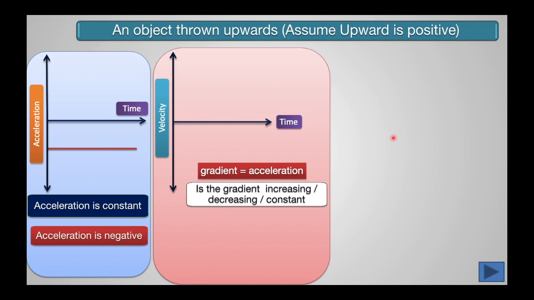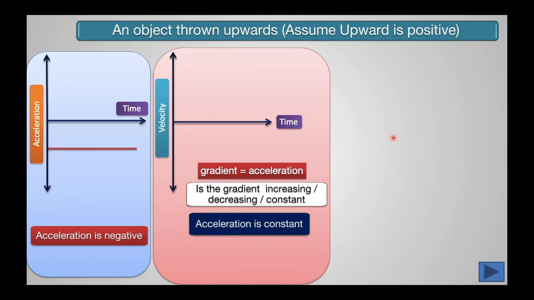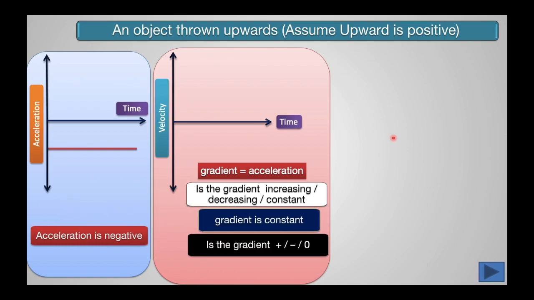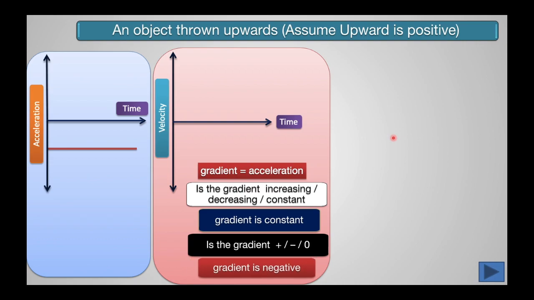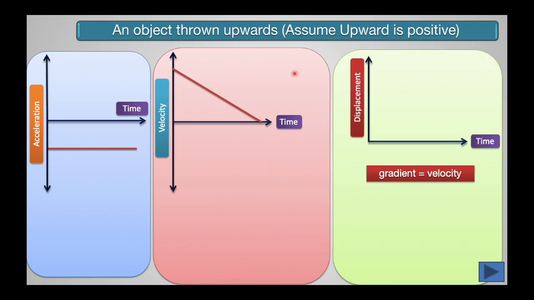Is the gradient increasing, decreasing or constant? It's a constant gradient graph and it's a negative gradient graph. So constant gradient means it's a straight line and this is the shape. The gradient should be negative because acceleration is negative, and gradient should be constant because acceleration is constant. Now the displacement time graph. As you know, the gradient is velocity.